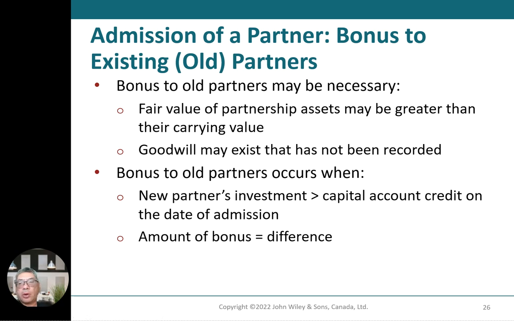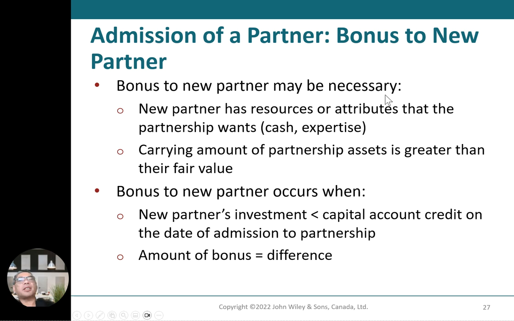Okay, let's look at the next chapter. A bonus to the new partner may be necessary if the new partner has resources or attributes the partners want, such as cash or expertise. That must happen all the time when there's expertise involved, when somebody is a subject matter expert in a certain area. For example, since it's the samosa shop, my partner John may be an expert in making Hakka style samosa. And then there's a bonus to the new partner when the new partner's investment is less than the capital account credit on the date of admission to the partnership. The amount of the bonus equals the difference.